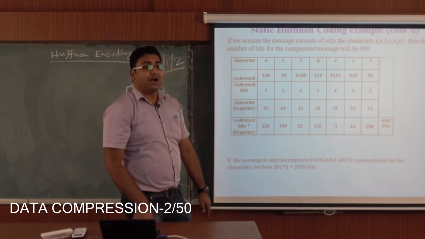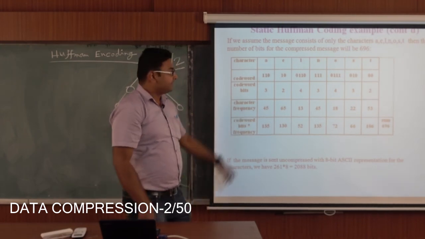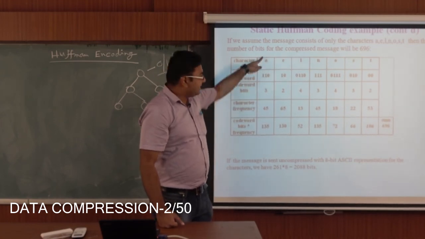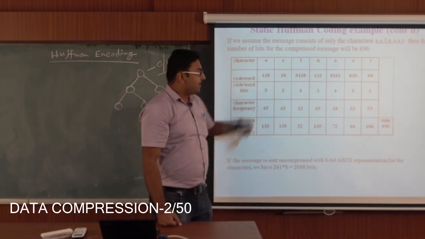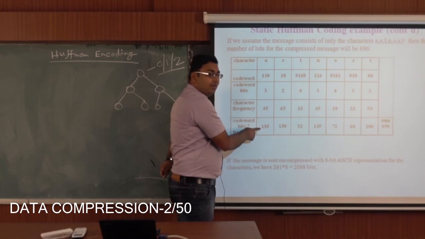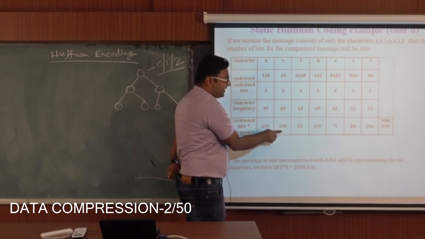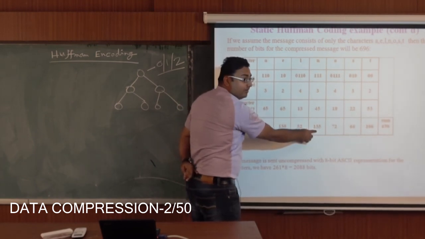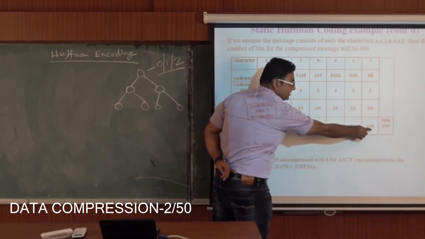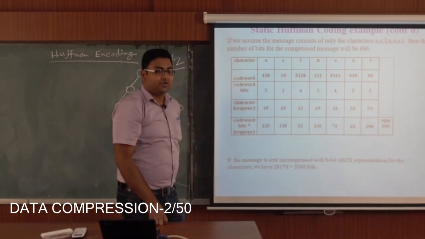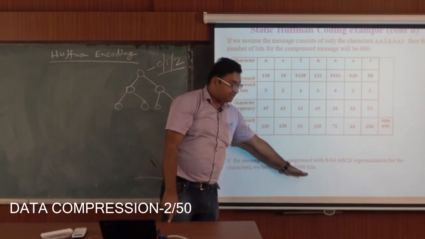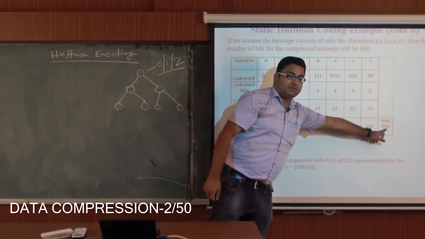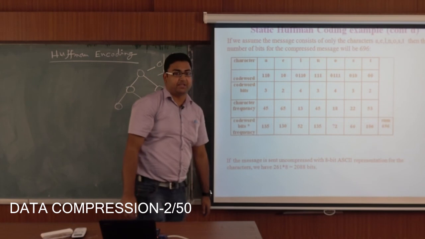Now we will check how the Huffman algorithm helps us compress that file. Here each and every character is represented by a new set of numbers. A is represented by 3 bits, E by 2 bits. So again we do the same operation: 3 into 45, 135; 2 into 65, 130; 4 into 13, 52; and so on. Adding all these combinations, we get 696. So this is the original file size, and after applying the Huffman coding compression scheme, we get the reduced file size of 696 bits.